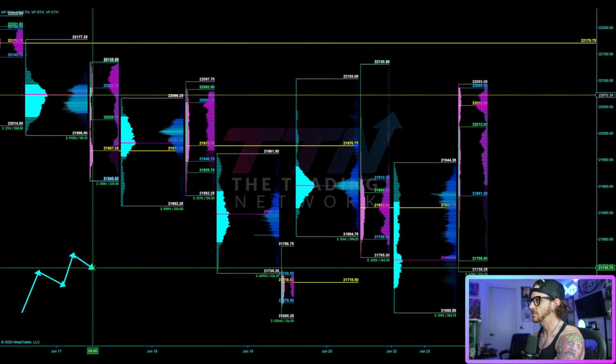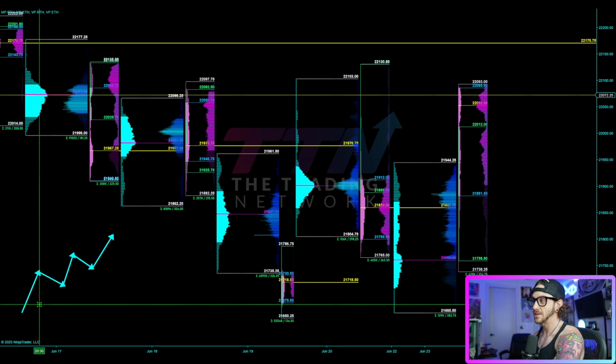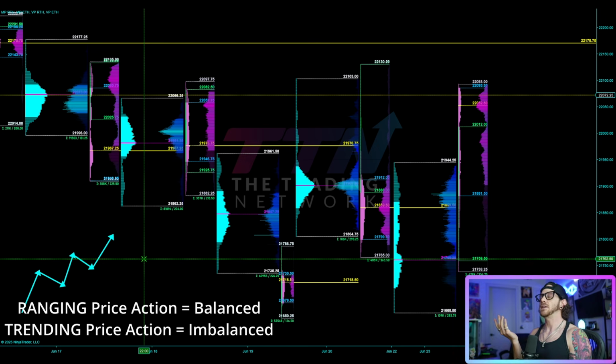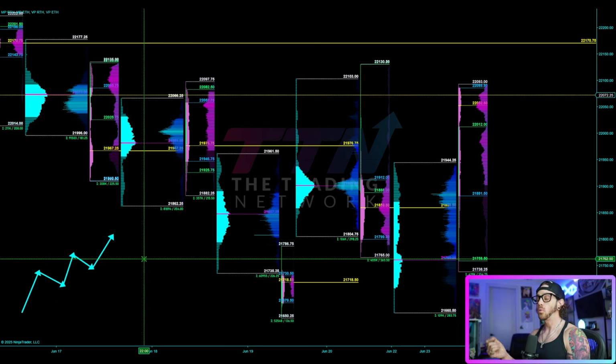I know this is really simple, but this is imbalanced activity, okay? So when we are trending, when we are moving in one direction and not bracketing between two known levels, trend equals imbalance, all right? When the market is moving out of balance, it is often an opportunity to take advantage of weak hands that are quicker to cover, for example, in a trending market.